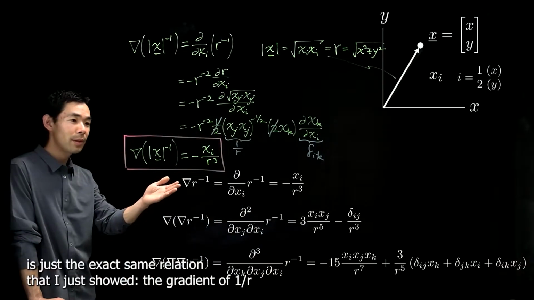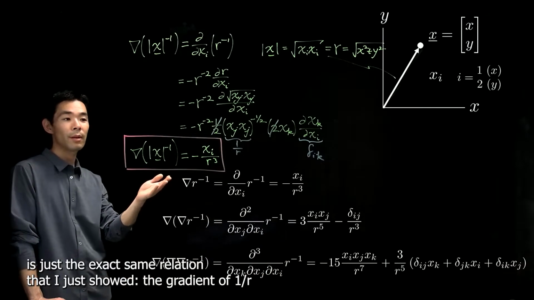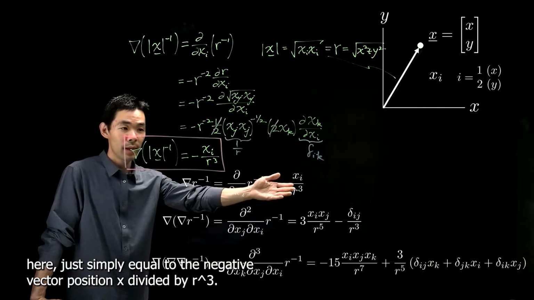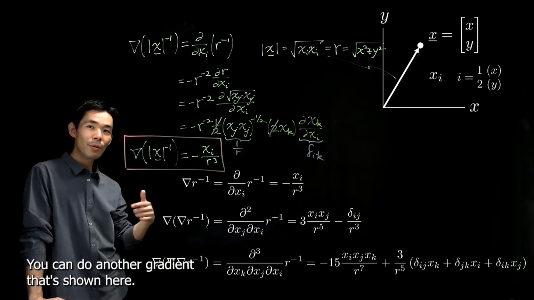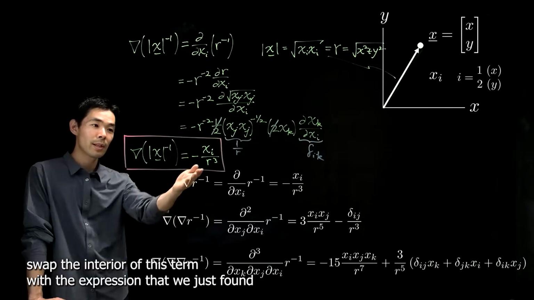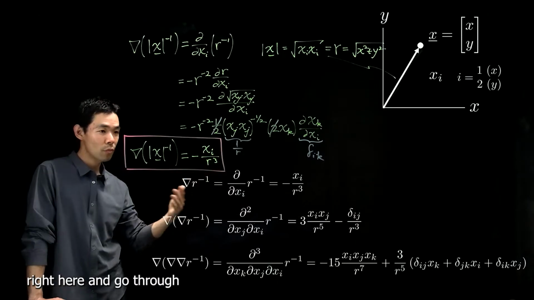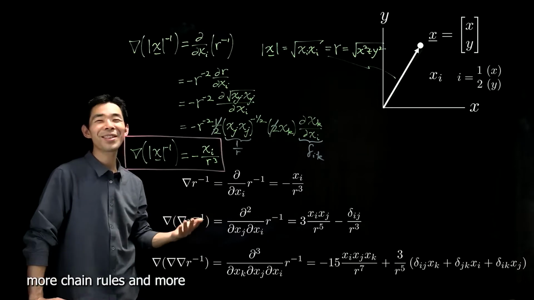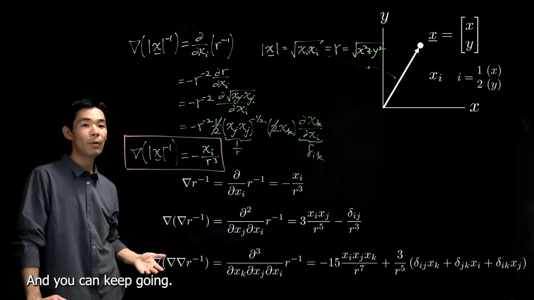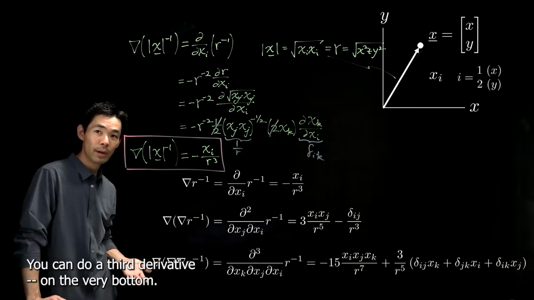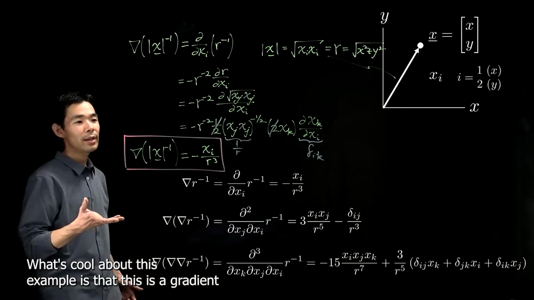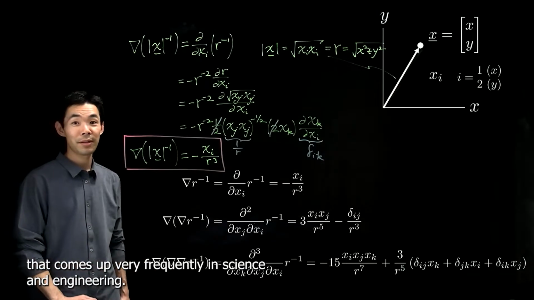So what I have here on the top is just the exact same relation that I just showed. So the gradient of inverse r is just simply equal to the negative of the vector position xi divided by r cubed. You can do another gradient that's shown here, where you could just swap the interior of this term with the expression that we just found right here, and go through the more chain rules and more product rules using Einstein notation. It's actually not that bad. And you can keep going, right? You can do a third derivative over here on the very bottom. What's cool about this example is that this is a gradient that comes up very frequently in science and engineering.